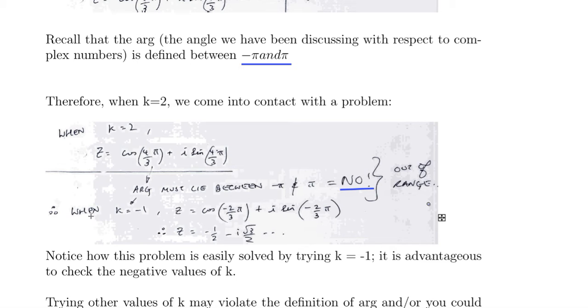What we should do instead is try k equals -1. And notice for -1, we get minus 2/3 pi plus i sine minus 2/3 pi, which gives you this here. And that is something that is within our range here, and therefore for arg is acceptable.